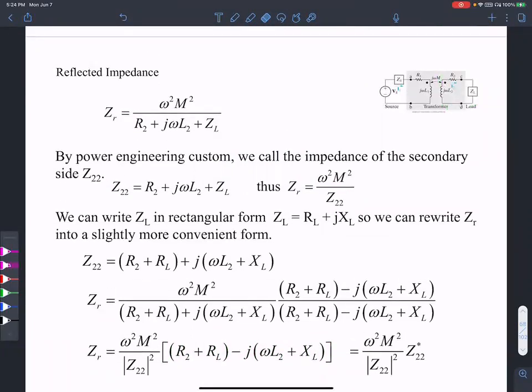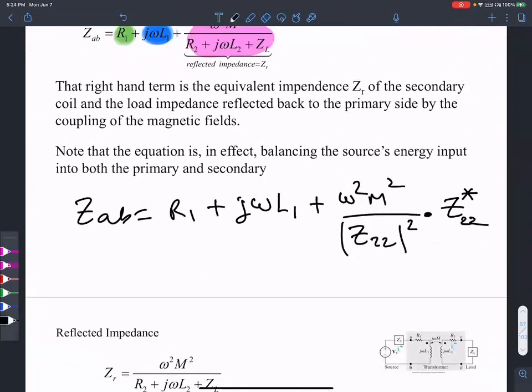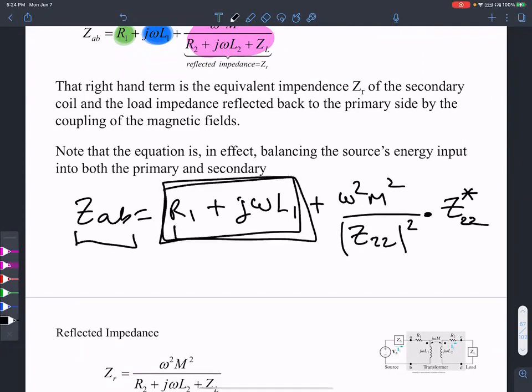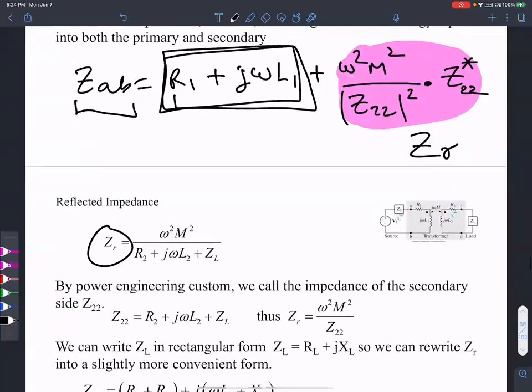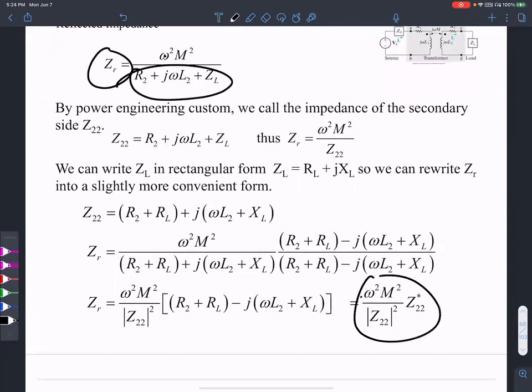But what I will tell you is, if you look at the input side of the transformer, there is the input side impedance plus a reflection from the output side impedance. This term is called the Z reflected. Omega squared M squared by Z22: solve this complex number and you'll get this form, omega squared M squared by Z22 whole squared times Z22 complex conjugate.